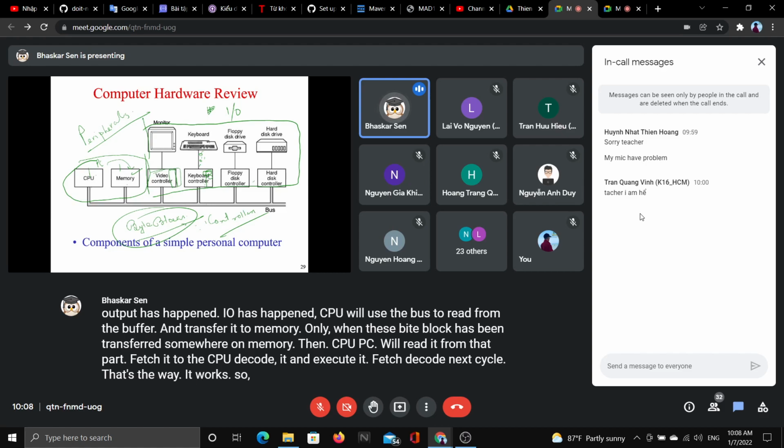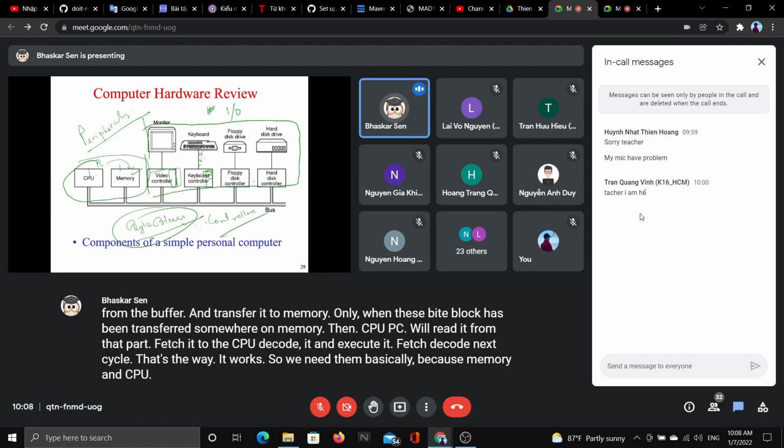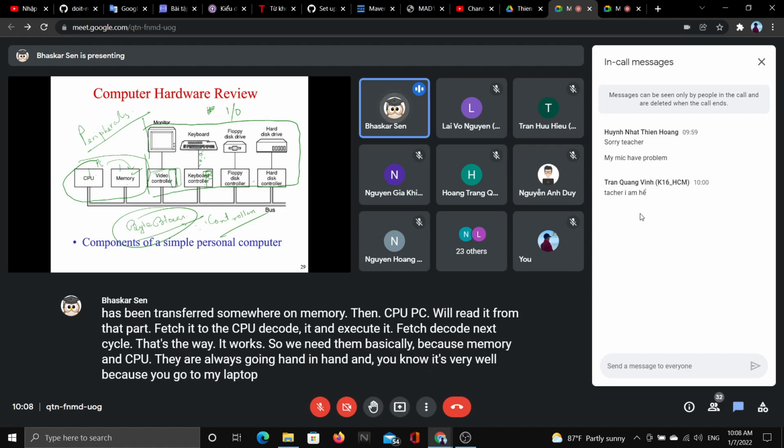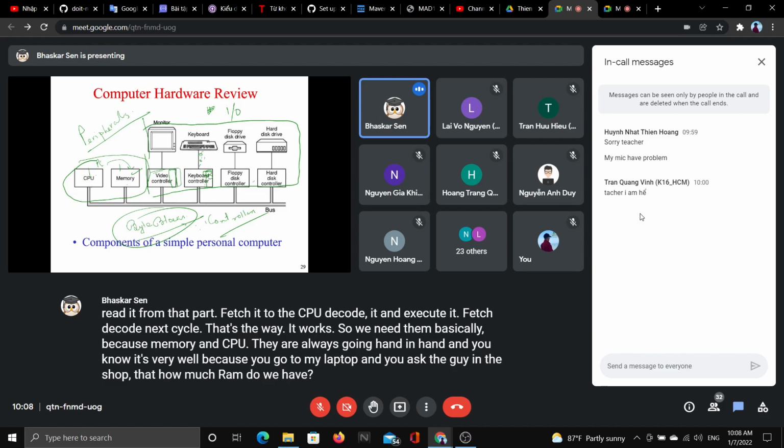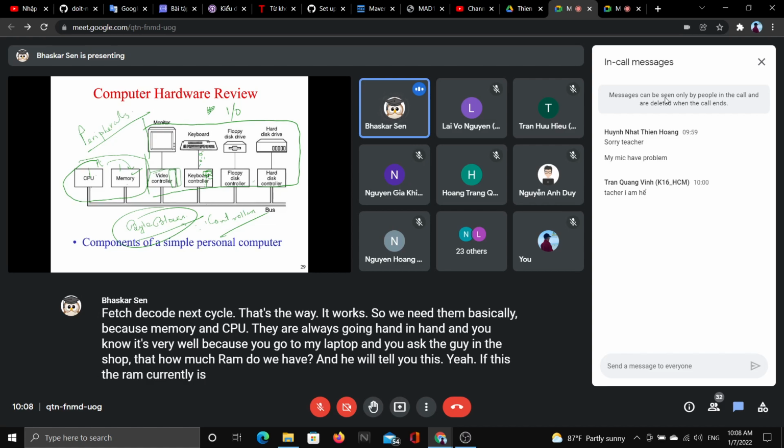So we need them basically because memory and CPU are always going hand in hand. And you know it very well because you go to buy a laptop and you ask the guy in the shop how much RAM you have. And he will tell you the RAM currently is 4 GB, but you can extend it by 2 more GB.